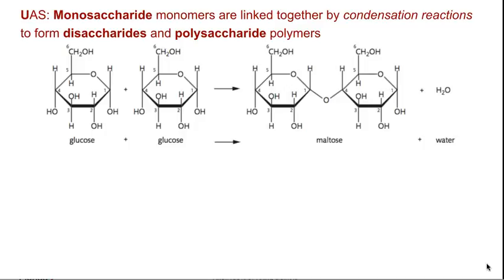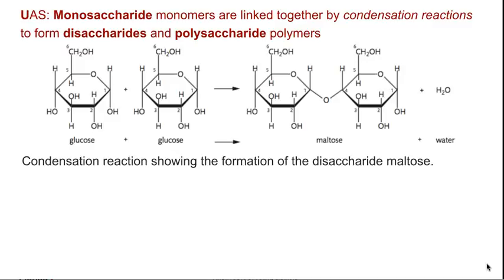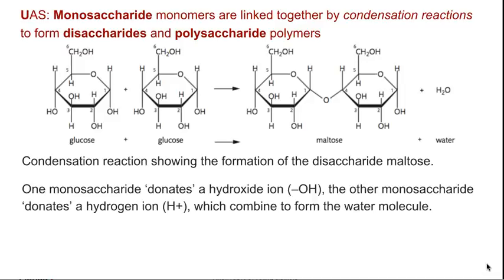Okay, we won't spend too long on the actual condensation reactions because I feel this would be covering territory we've already looked at, but here is an example. Glucose plus glucose joining together to form maltose, plus water from that reaction. Now importantly, the bond that's formed between these two monosaccharides is called a glycosidic bond. I'll put that formally into the presentation in a second. Condensation reaction showing the formation of the disaccharide maltose.